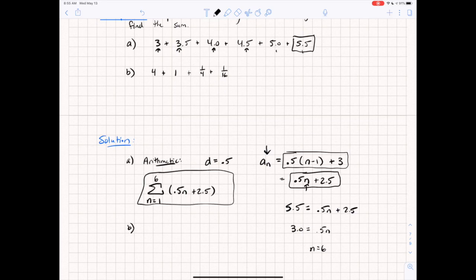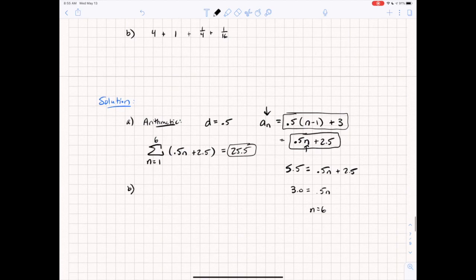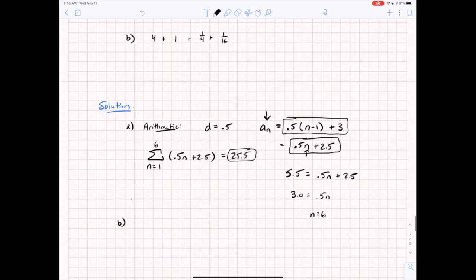All right, we can find the sum by using a calculator or just going through and adding these terms. You get, let's see if I wrote it out, 25.5. We can also use what we talked about previously: because it's an arithmetic series, we know the shortcut to doing that. Now, all right, B.